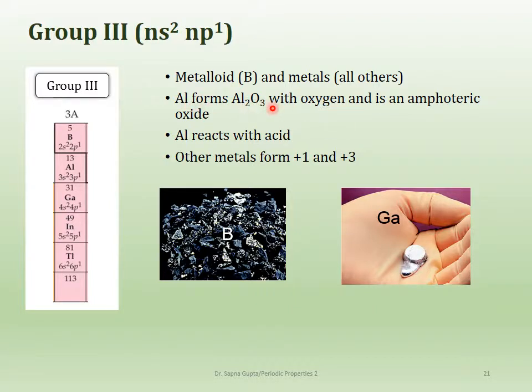Aluminum forms Al2O3 with oxygen, aluminum oxide, and it is an amphoteric oxide. I already gave you the equations in previous slides. The other elements in there are pretty much metals, and they can give 1 electron or 3 electrons. Boron looks like this, which is a non-metal, and therefore it doesn't really look anything like a metal. It's shiny, but it's not malleable, and it doesn't have the other properties.